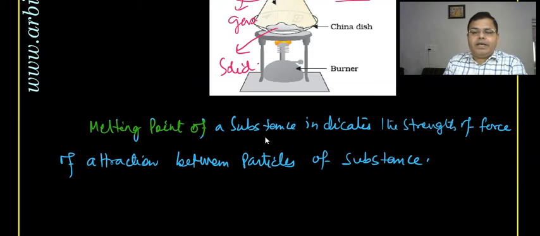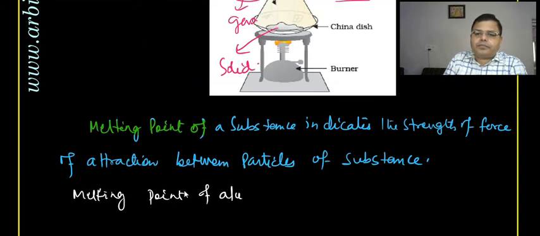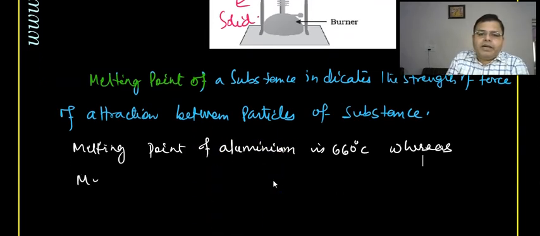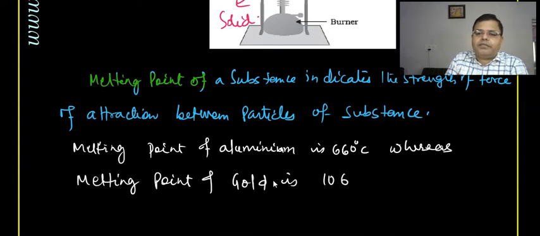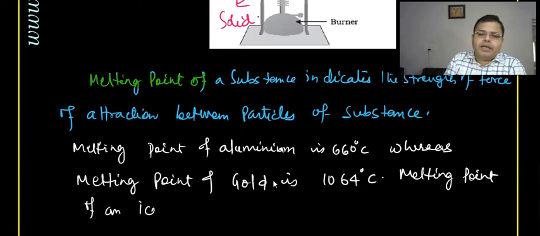As we have already discussed, the melting point of ice is 0 degrees centigrade, or 273.15 Kelvin. Similarly, the melting point of aluminium is 660 degrees centigrade, whereas the melting point of gold is higher. So the melting points of different substances are different, as we have already discussed, and the melting point of ice is 0 degrees centigrade, or 273.15 Kelvin.